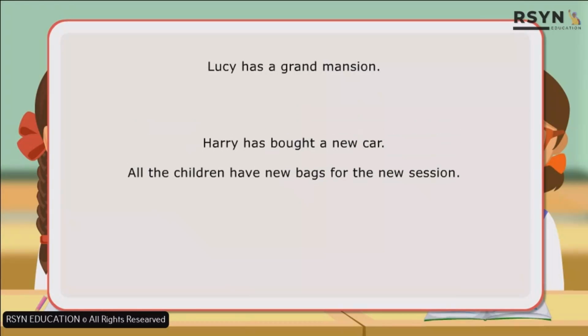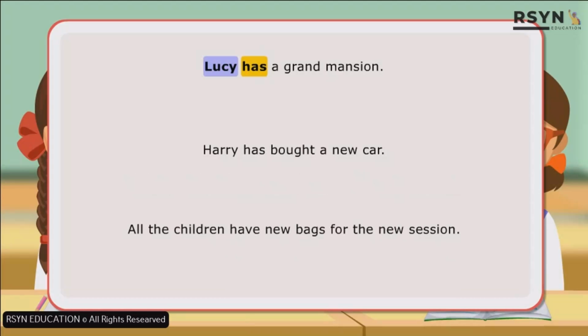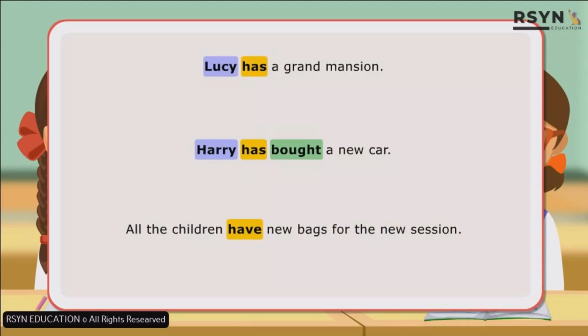In the first sentence, has been used after a name to show possession. In the next sentence, has been used after a name and with past participle bought to form present perfect tense. In the last sentence, have been used with plural children to show possession.